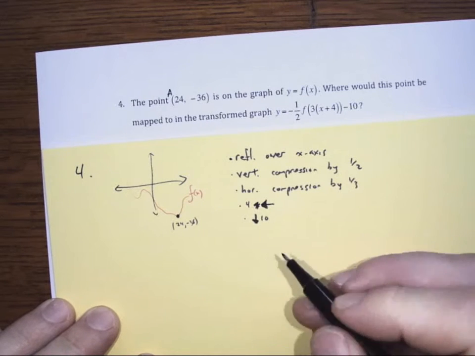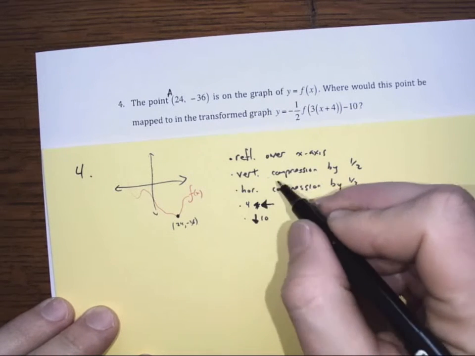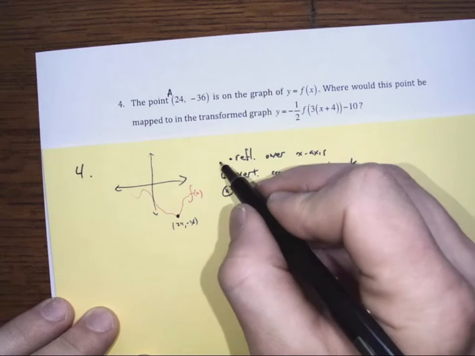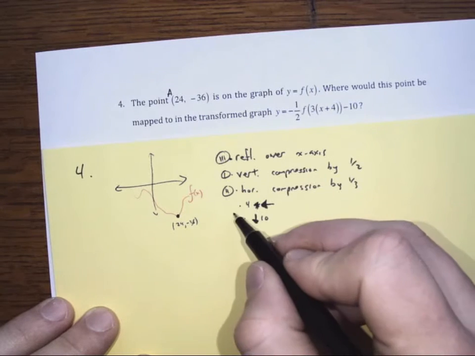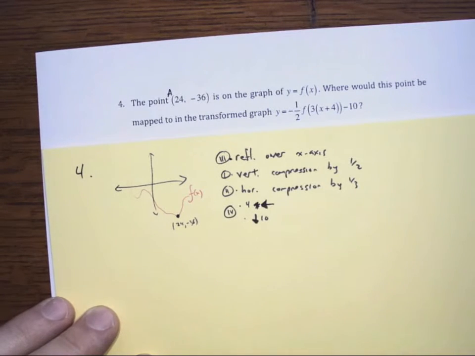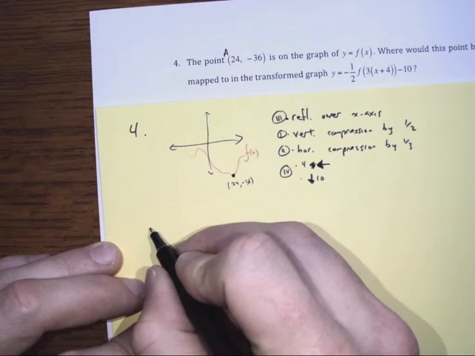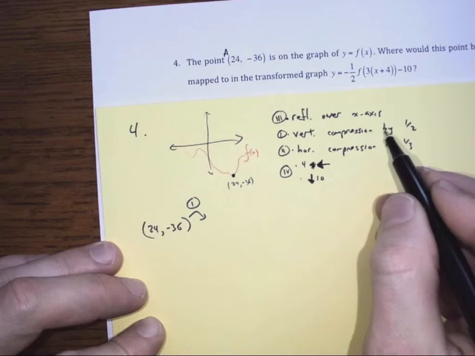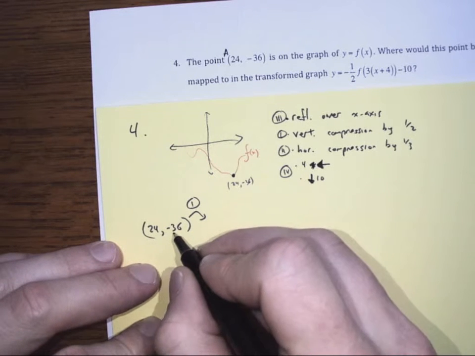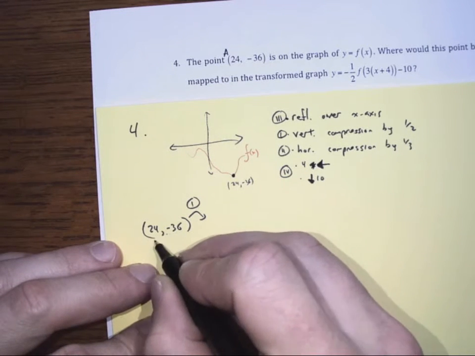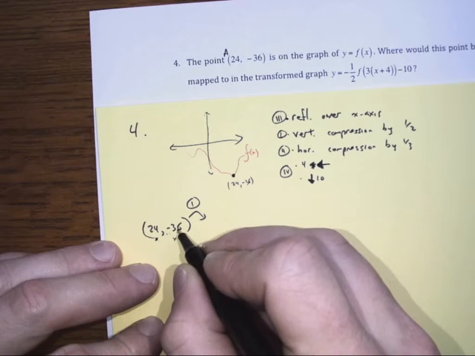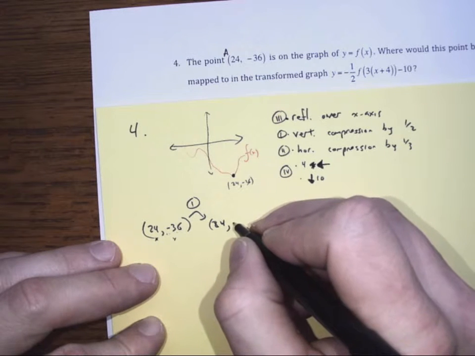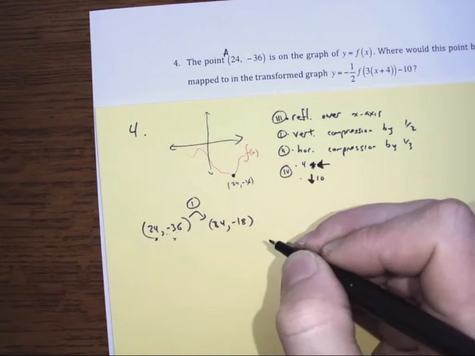So we decide the order of operations here. I need to start with my dilations. Doesn't matter which one I start with, so I'm going to start with this one, 1 and 2. Then my reflections, which I'll do third. And fourth, I'll do my translations. The point (24, -36) first undergoes a vertical compression by a half. Vertical means my y values. So instead of (24, -36), it's going to be 24 and half of negative 36, which is negative 18.